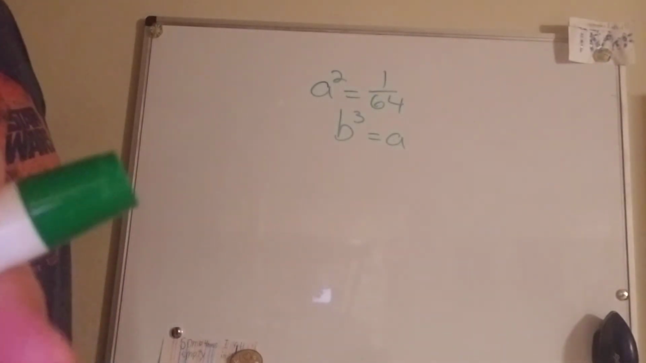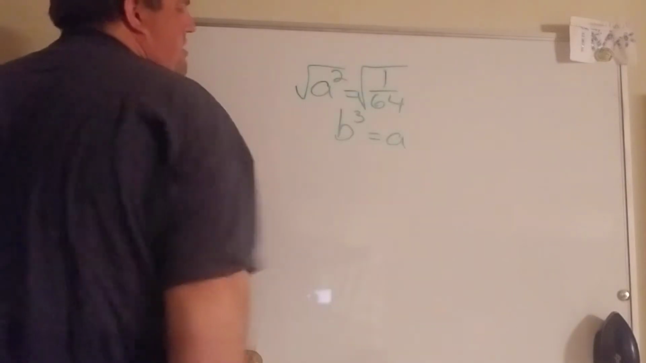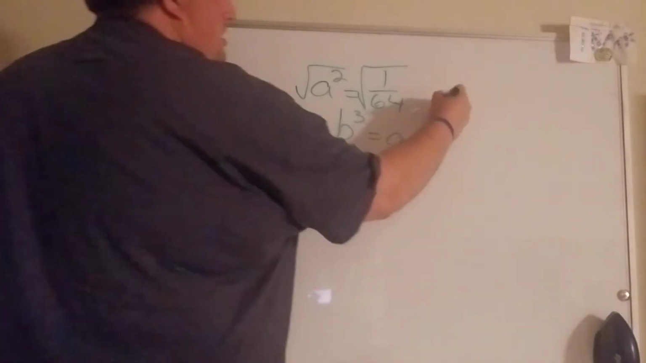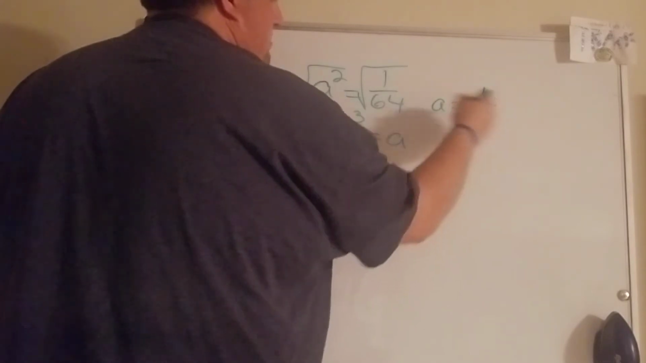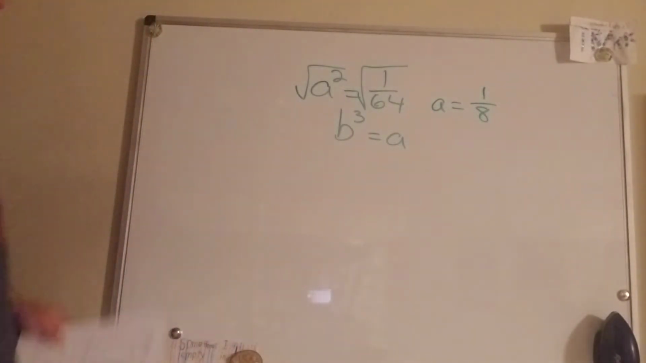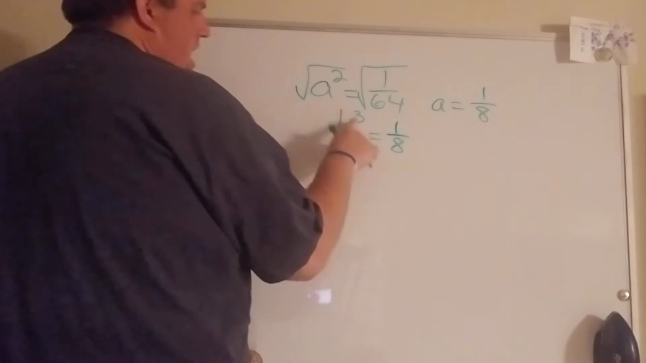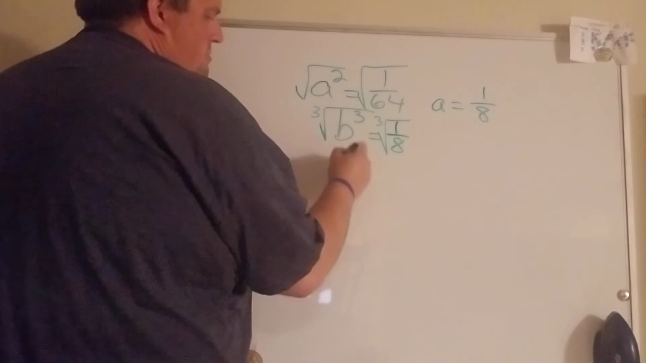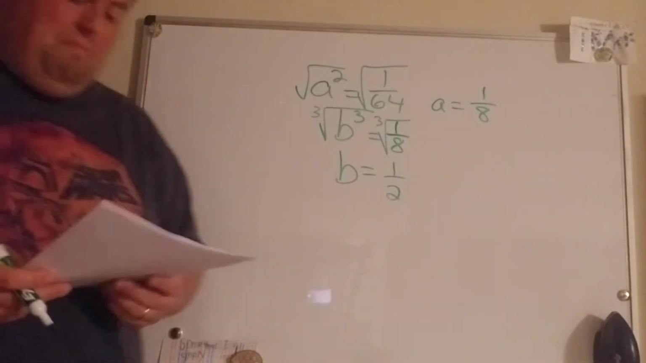So the first thing I'm going to do here is square root a squared. Remember, if I want to get rid of an exponent, I need a root. When you square root a fraction, just square root both sides. Square root of 1 is 1. Square root of 64 is 8. And it said that it had to be positive, so we don't have to worry about the negative version of that. So then I just replace this a with 1/8. And then to get rid of the 3, we're going to do the same thing, but now we're going to cube root. And when you cube root both sides, you get 1/2. So b is going to be 1/2.